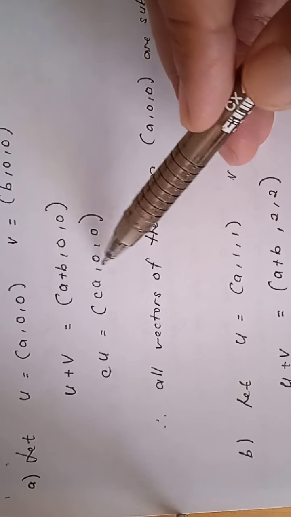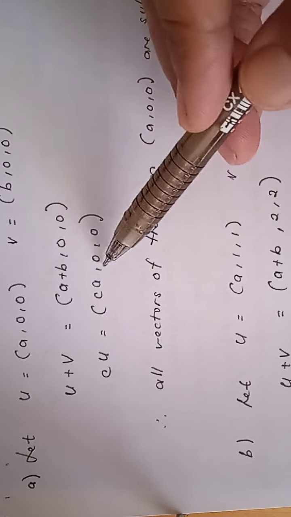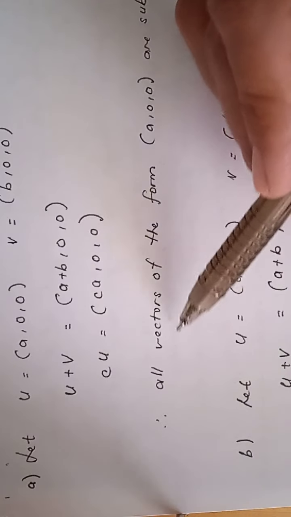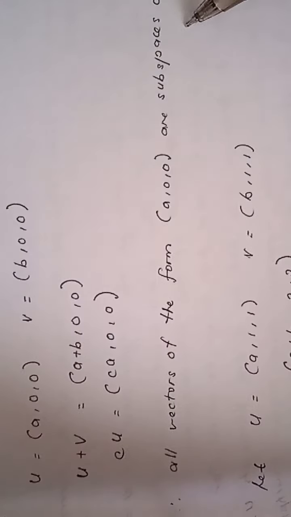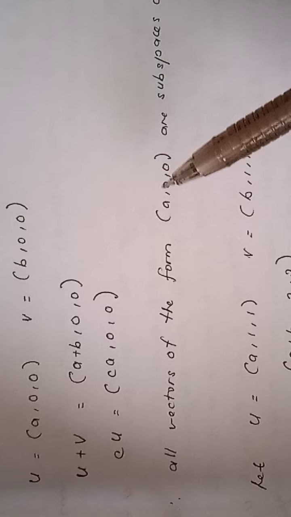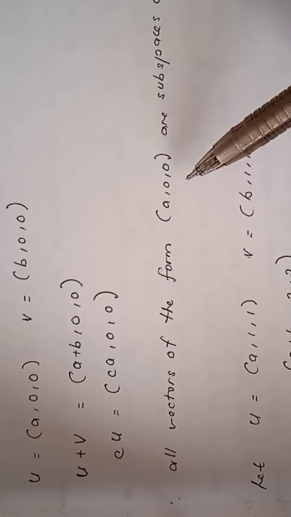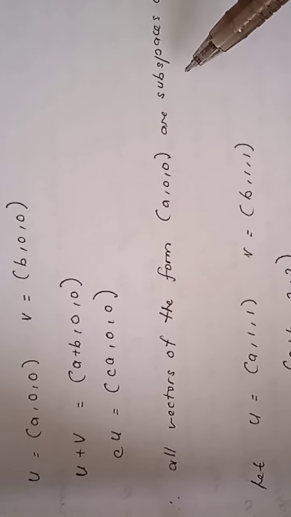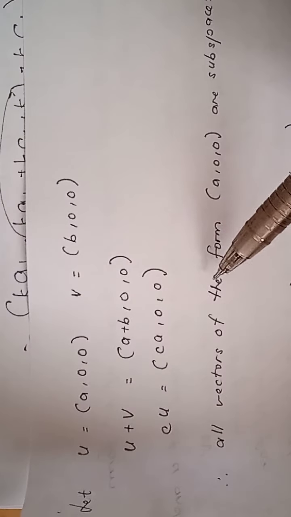Therefore, since the first and second conditions are met, we say that all vectors of the form (a, 0, 0), which is W, are a subspace of R3. This is how we show whether vectors are a subspace or not, by checking whether the first and second criteria are met.